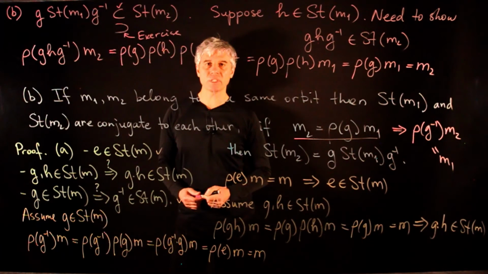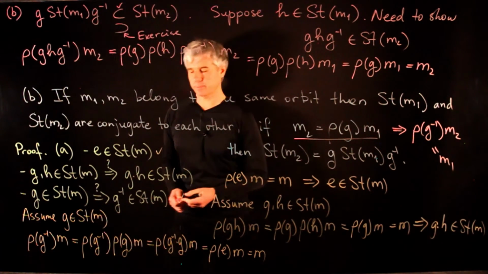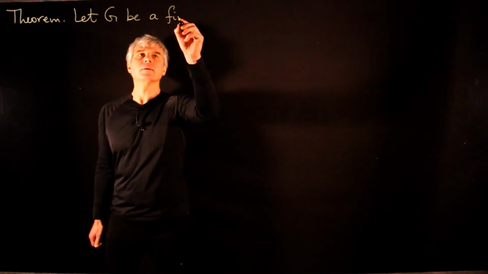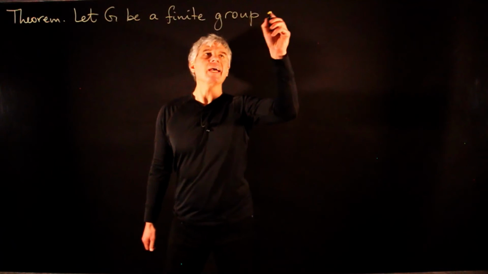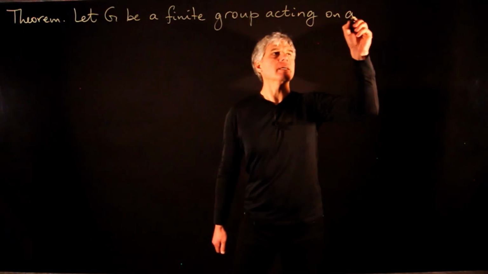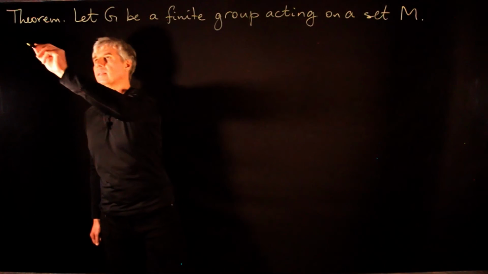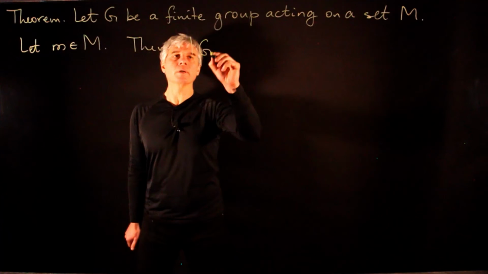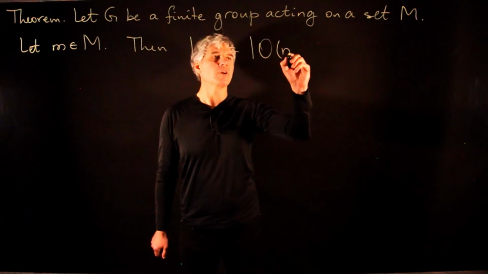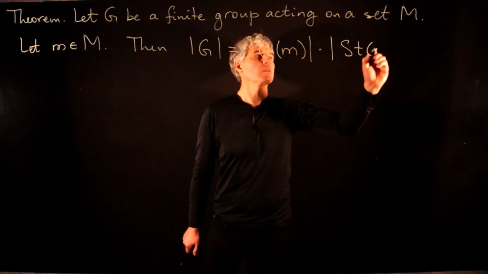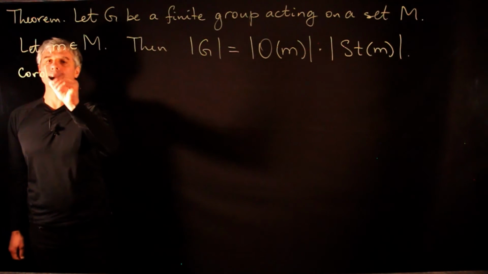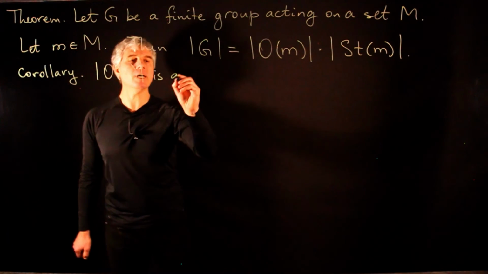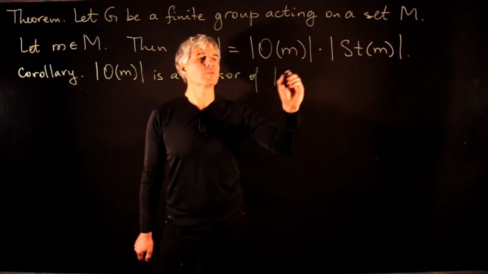Now we come to the main theorem of this lecture that connects the notions of the orbit and the stabilizer. Theorem: let G be a finite group acting on a set M, and let m be an element of this set. Then the order of the group is equal to the size of the orbit of m times the order of the stabilizer of m. As a corollary, we get that the length of the orbit of an element m is a divisor of the order of the group.